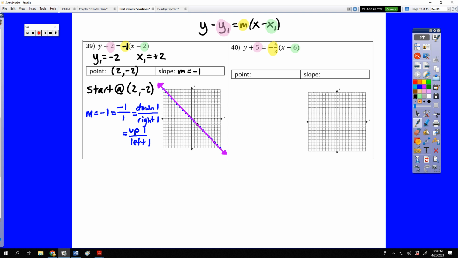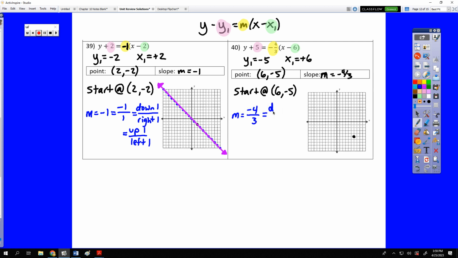Okay, final question. Y1 would be -5. X1 would be +6. So our point is 6, -5. Our slope is -4/3. So we would start at the point 6, -5, which is right 6 and down 5 from the origin. And then our slope is -4/3.